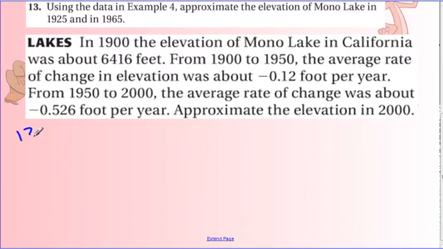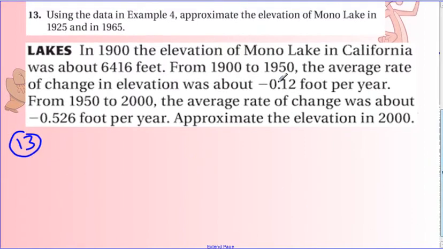Okay, 13 says, use the data in example 4, which is here. Approximate the elevation of Mono Lake in 1925 and in 1965. Okay, so we've got to do the problem twice. We've got to find out what is the height of the lake in 1925, and then what's the height of the lake at 1965. Okay, so let's do 1925 first.